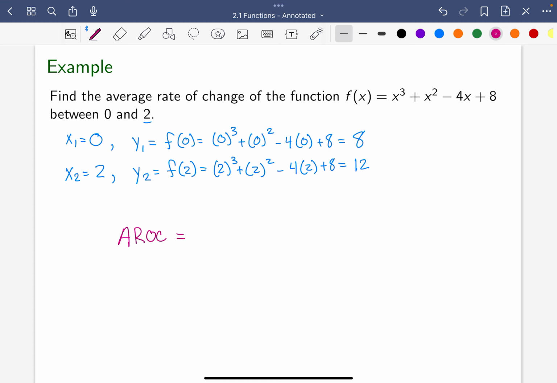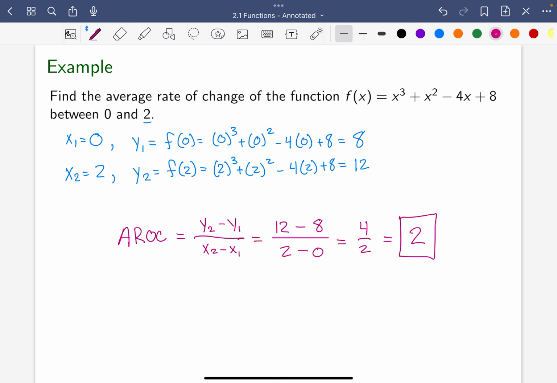The average rate of change here is (y2 minus y1) over (x2 minus x1). So y2 is 12, y1 is 8, over 2 minus 0. So our average rate of change here is 2.